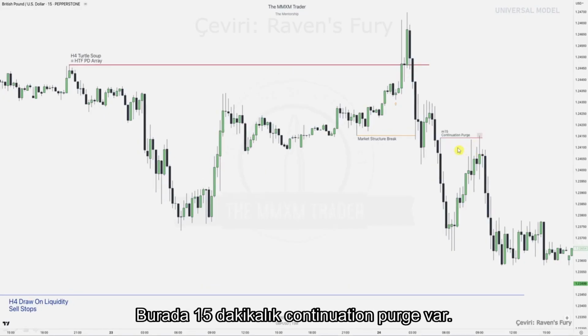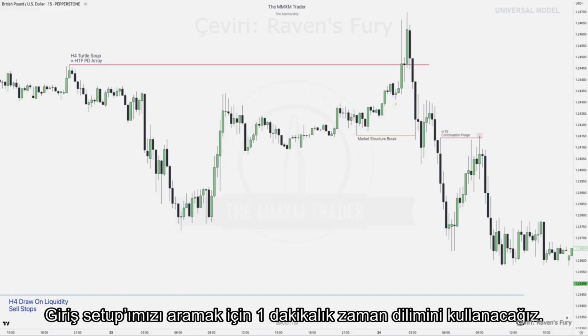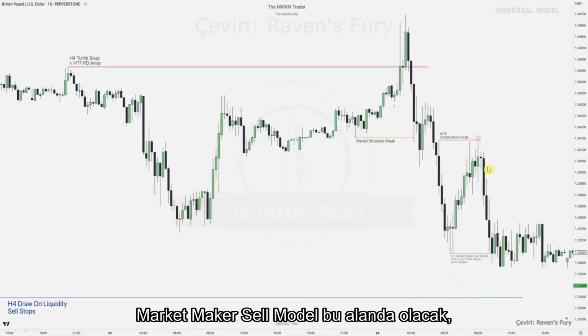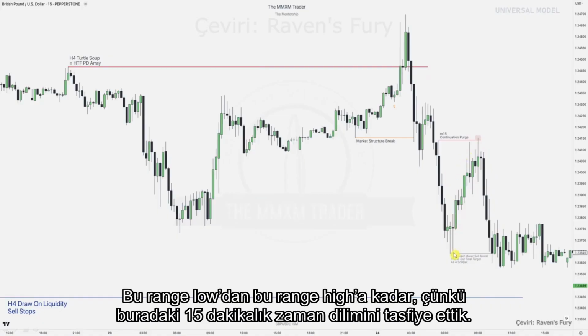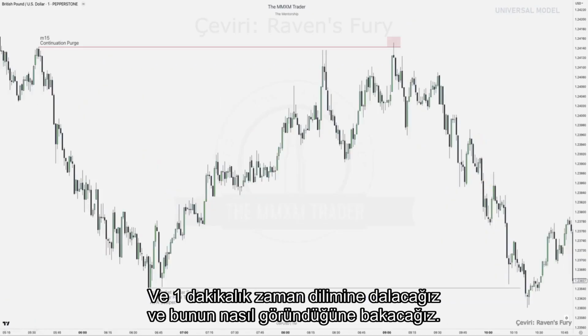So we have that 15-minute continuation purge. And now it's time to go into that short-term perspective, right? We're going to use a 1-minute time frame to look for our entry setup. Market maker sell model will be in this area over here, right? From this range low to this range high, because we purged that 15-minute time frame over here. And we're going to dive into the 1-minute time frame and see how that looks.